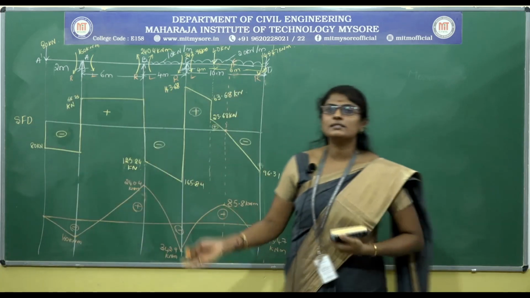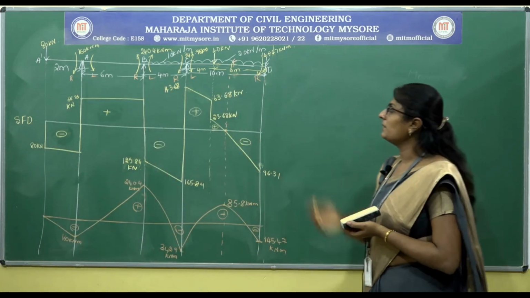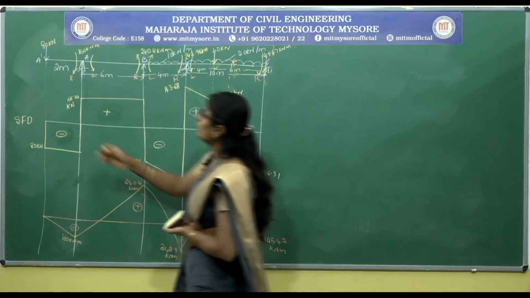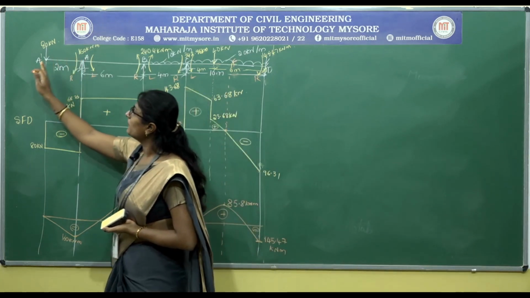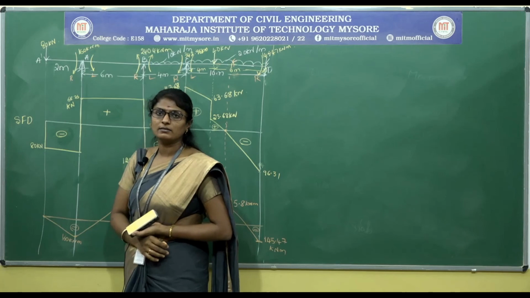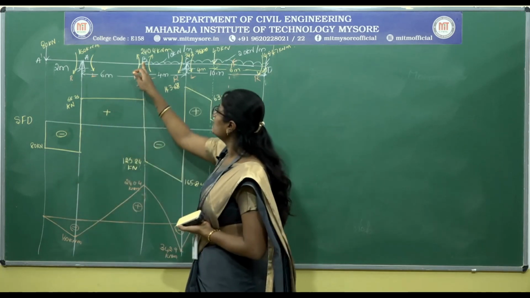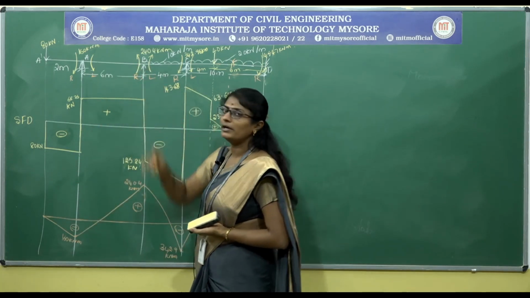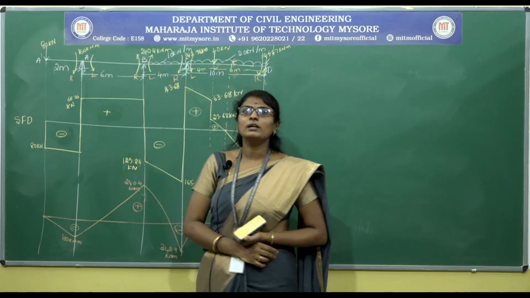Okay. So, this is the SFD and BMD for the continuous beam with a load of 80 kilonewton at the left span, which is overhanging. Then we have even considered settlement at point B, which is of 10 mm.